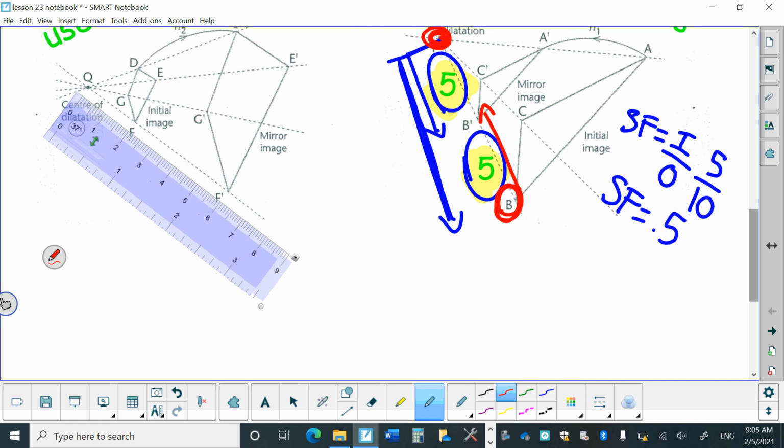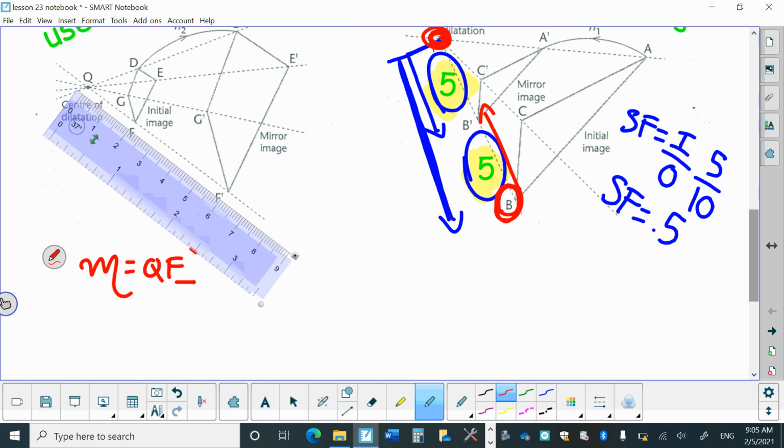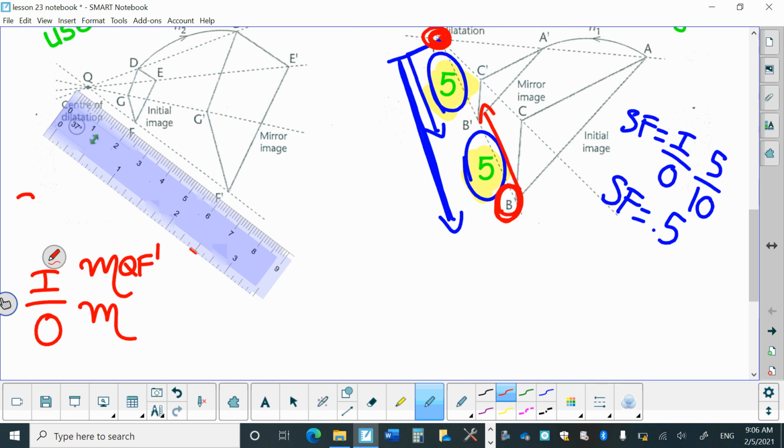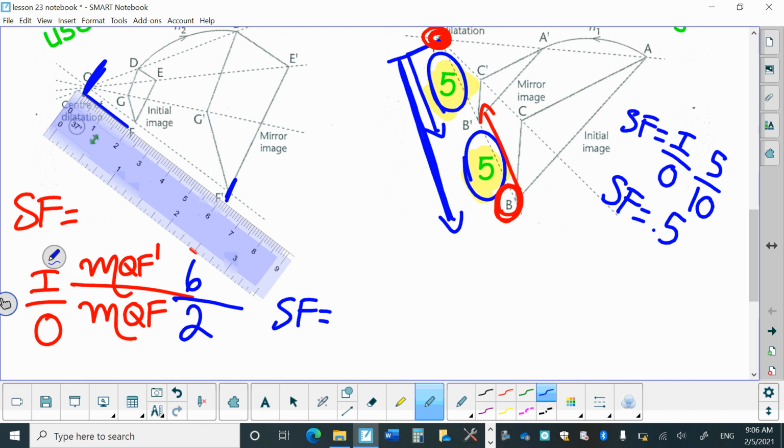So I'm looking at measurement right here. Measurement, center, they called it Q, to F image, over measurement. So here, let me just start that over here. Measurement Q to F image, because that's my I over O formula, my scale factor formula, and that's going to be over Q to F original. And in this case, when I measure with my ruler from Q all the way to image, it gave me a 6. And then when I measure from Q just to the little baby F here, the original, it's only 2 centimeters. So in this case, my scale factor is a 3. And does that make sense? Yes, because I can clearly see that this is F, and F image is 3 times further away.